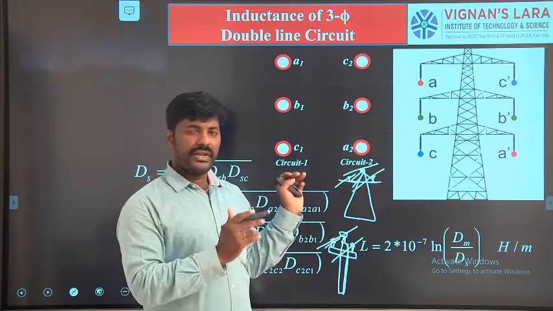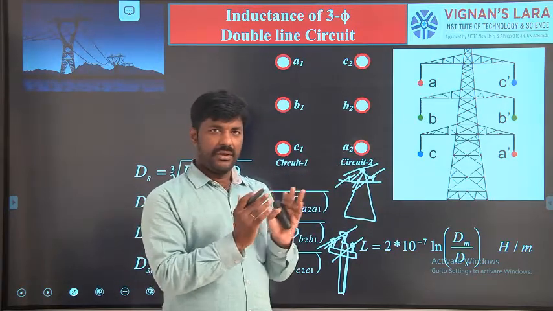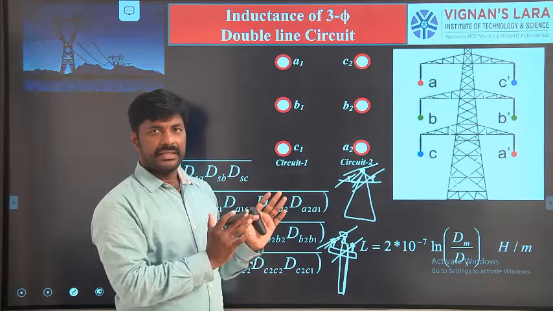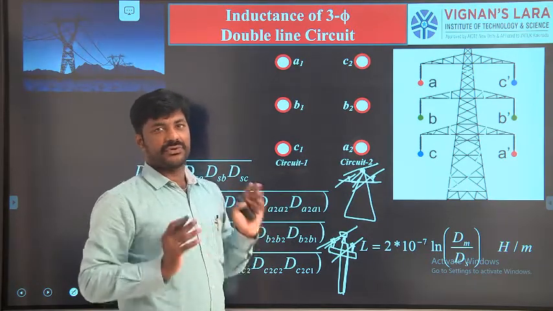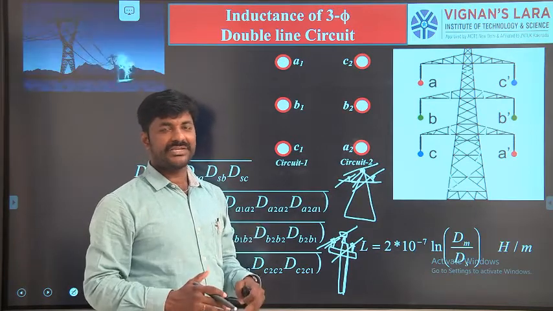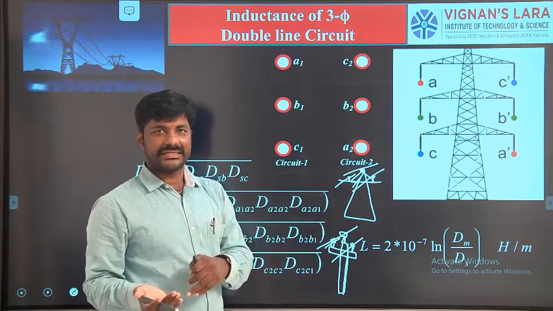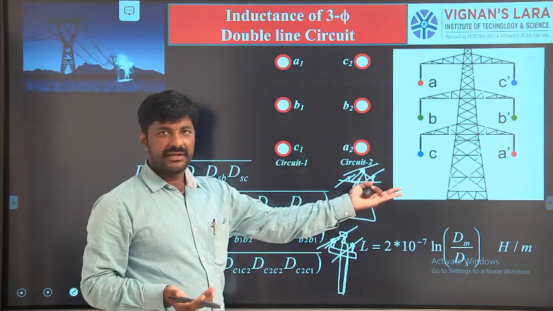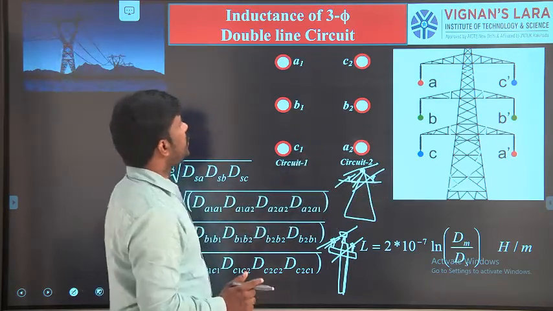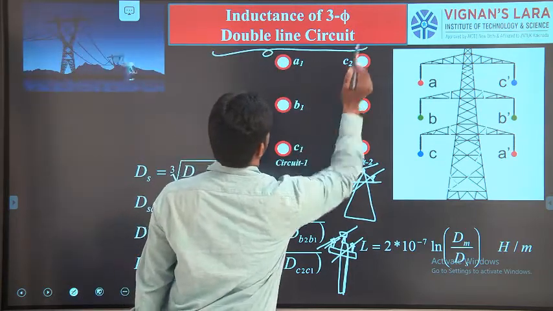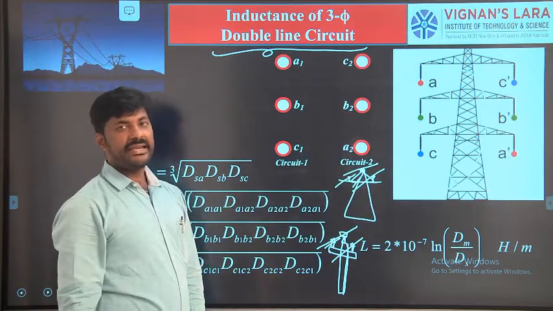Up to now, in our formula derivations, we have derived for 3-phase single line circuits. In today's class we are extending our topic to the calculation of inductance for a 3-phase double line circuit. So today's topic is inductance calculation of a 3-phase double line circuit.